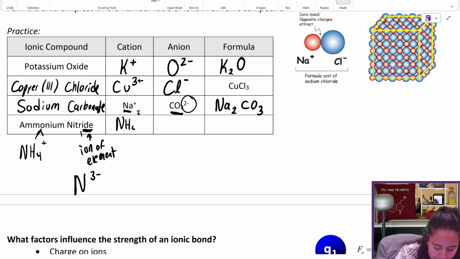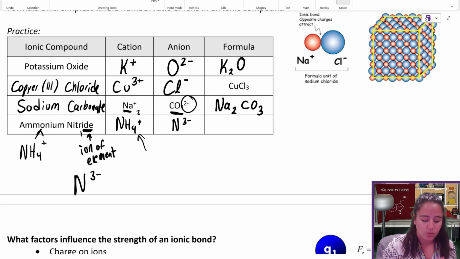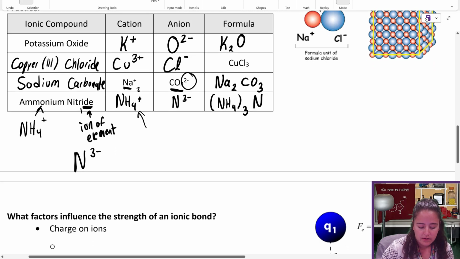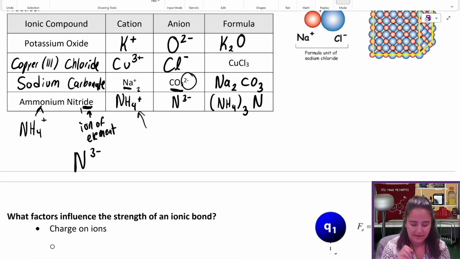Write it in the formula where it goes. So when we do this formula, since we have 3 ammonium ions, what we'll want to do is put it in parentheses, NH4, and then we have 3 of them. Now, when we do these, it'll always be the cation name first and then the anion. So it's always cation and then anion equals the formula, if you were ever wondering about which element to put first.